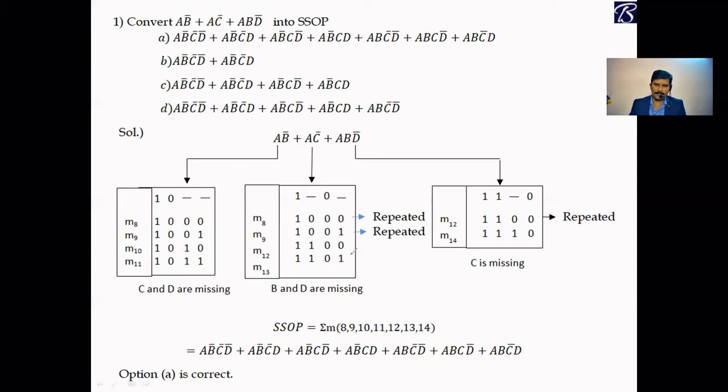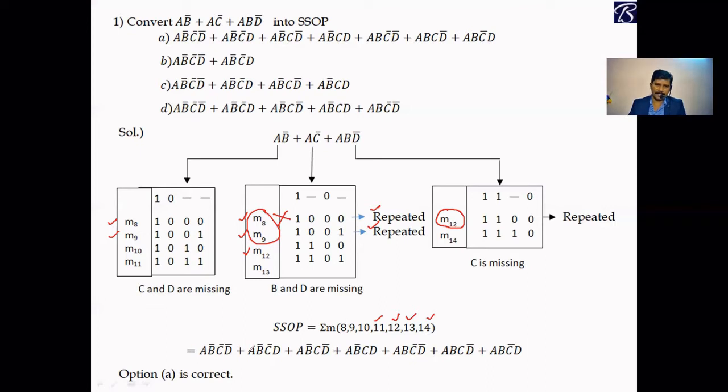Now if you observe all the minterms, what are the minterms that are repeated? See here M8, M9, and here also M8, M9. So these two are repeated, no need to take. M8, M9, M10, M11, this one, and 12, 13. And here M12 is also repeated, so no need to take it here. So 14. Now if you write the minterms, 8 means 1, 0, 0, 0.